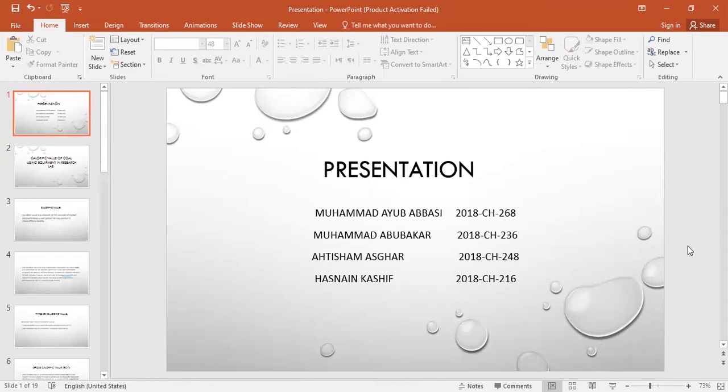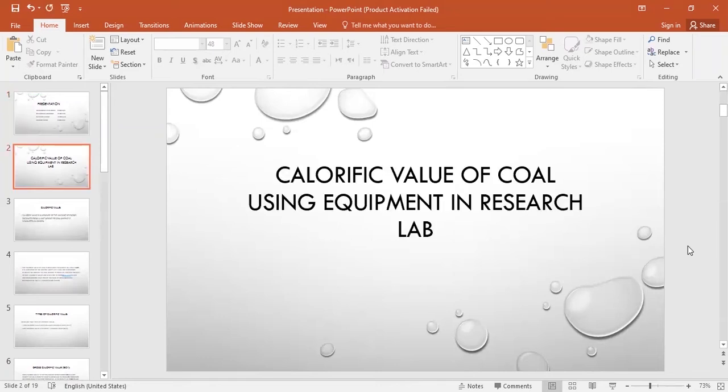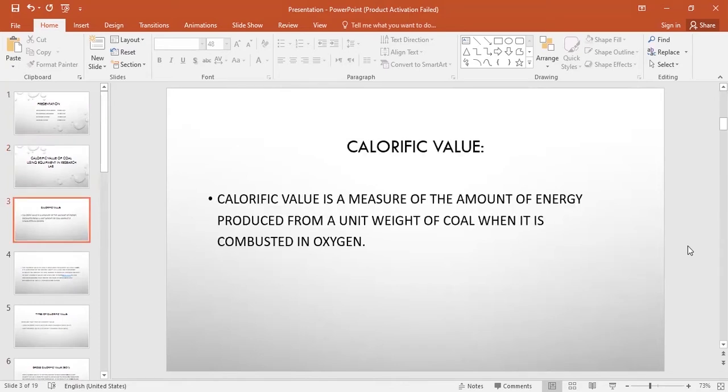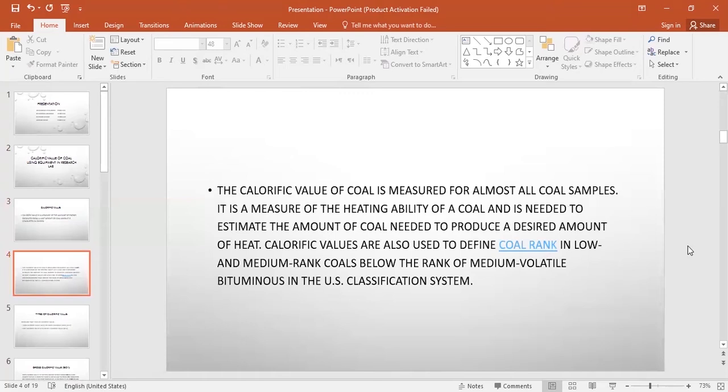Today I am discussing the calorific value of coal using equipment in a research lab. First we define calorific value. Calorific value is a measure of the amount of energy produced from a unit weight of coal when it is combusted in oxygen.